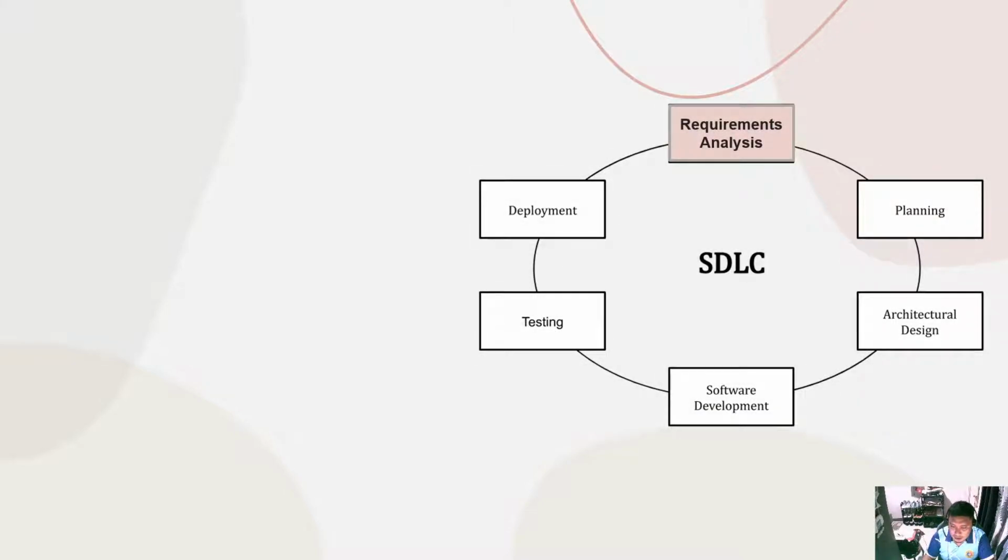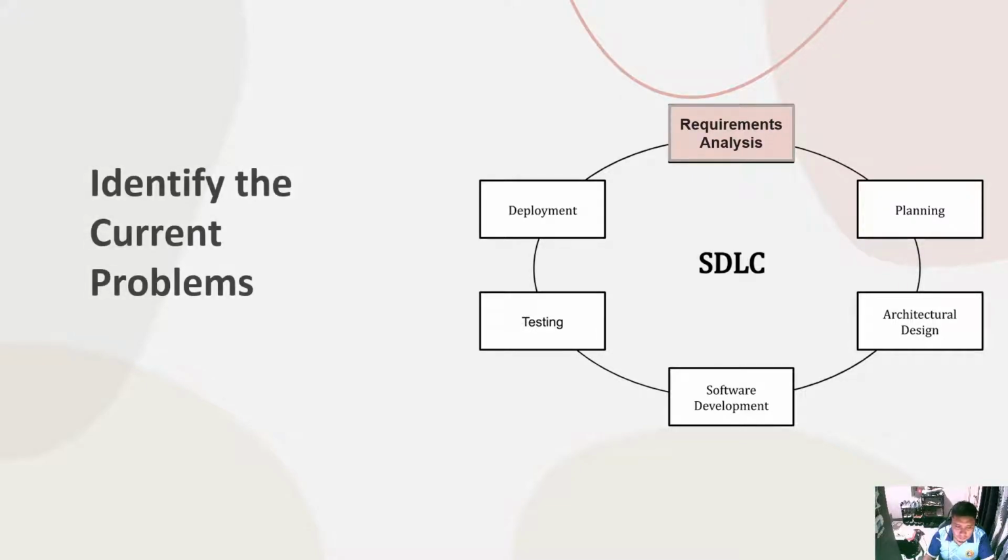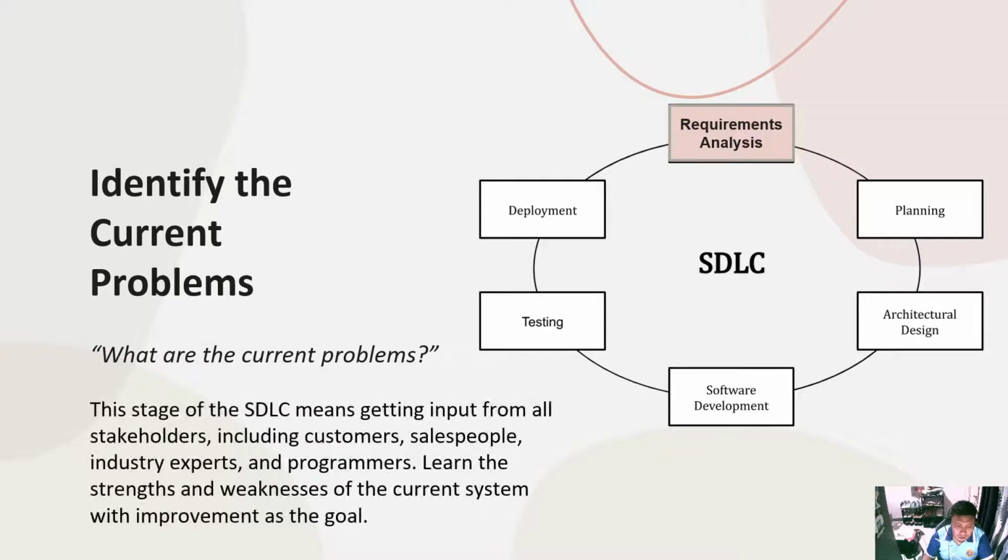This is the SDLC. We have several stages that we go through, so we'll make it a recap. I know you have learned this from your other course. It starts with the requirements analysis. This is where we identify the current problems. You can ask this question: what are the current problems? This stage of the SDLC means getting input from all the stakeholders, including customers, salespeople, industry experts, and programmers, and learning the strengths and weaknesses of the current system with improvement as the goal.